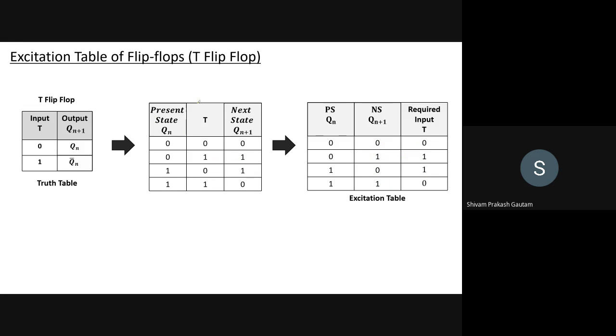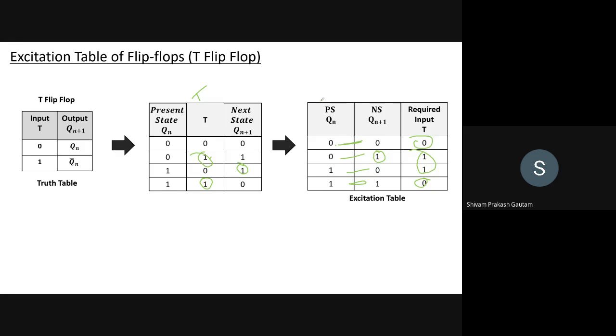This is for T flip-flop. This is the truth table. Again, this is the excitation table. Whenever T is equal to 1, it will toggle itself. Whenever T is equal to 0, the state will not change, right? So you can see whenever T is equal to 1, output is toggled. Whenever there is no change between past state and future state, T will remain 0. Whenever you see there is a complement, T is equal to 1 here, right?